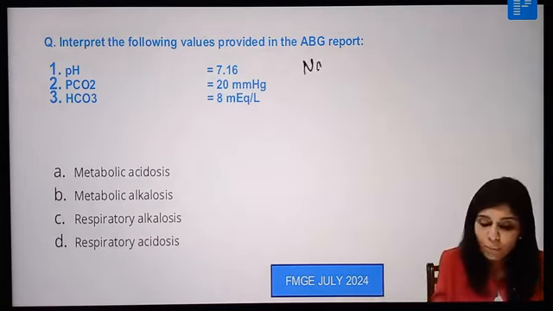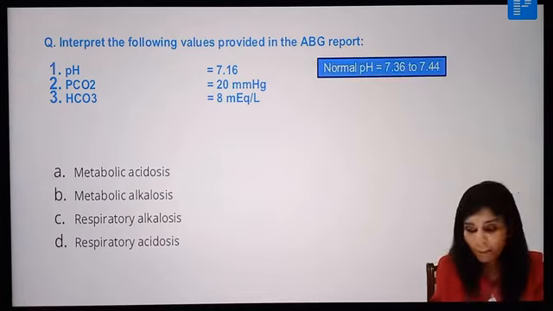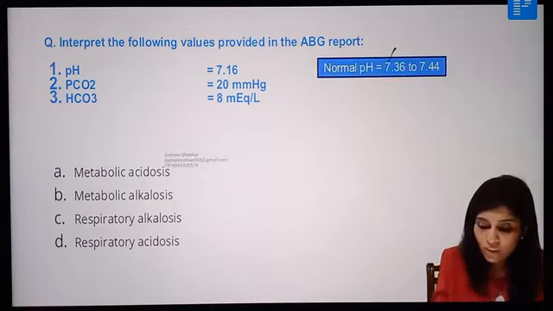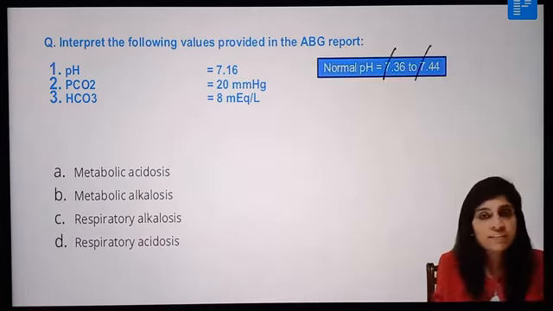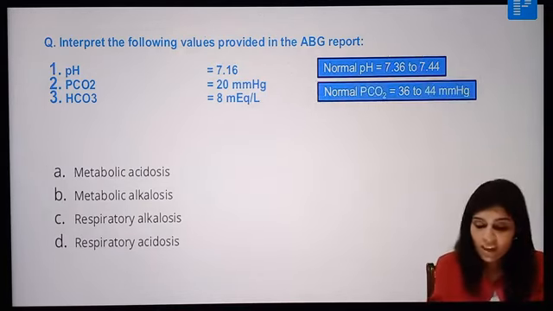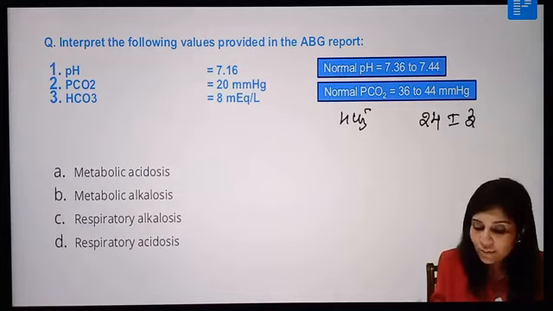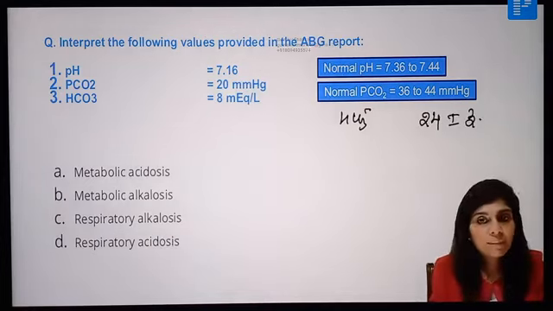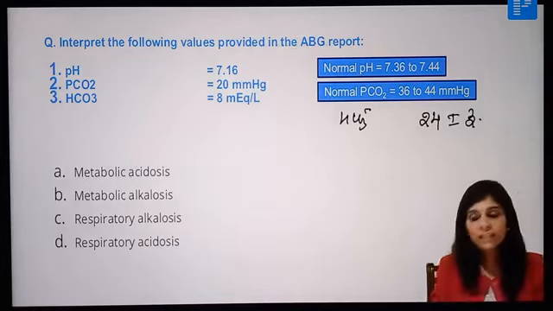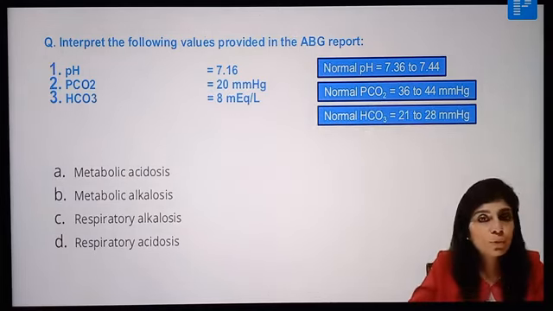First, you need to know normal values. What is the normal pH? Normal pH is 7.36 to 7.44, right? Normal PCO2. What is the normal PCO2? Take off the 7. So it is 36 to 44 millimeters of mercury. What is the normal bicarbonate? Normal bicarbonate is 24. On either side you can have 3, which means normal bicarbonate is 21 to 27 milliequivalents per liter. So these are the normal values that everybody should know by heart.